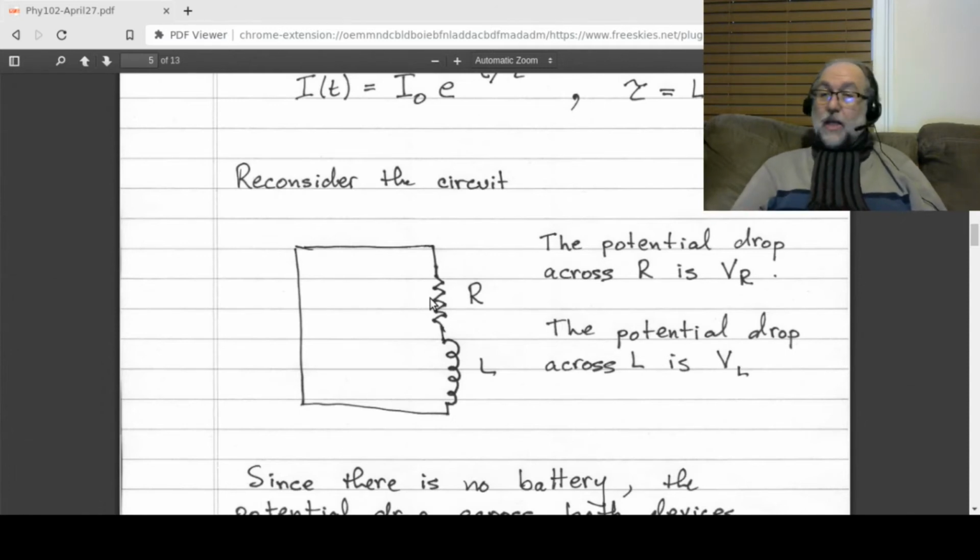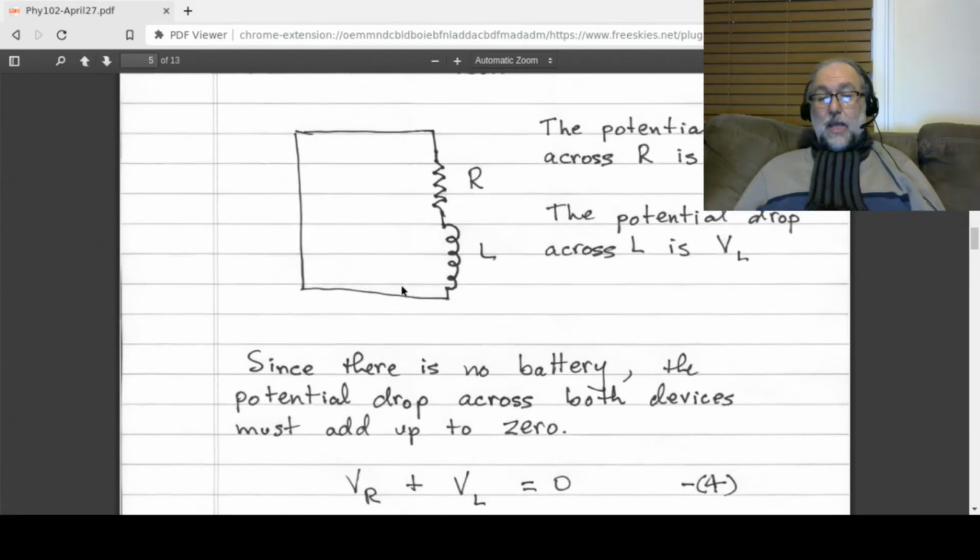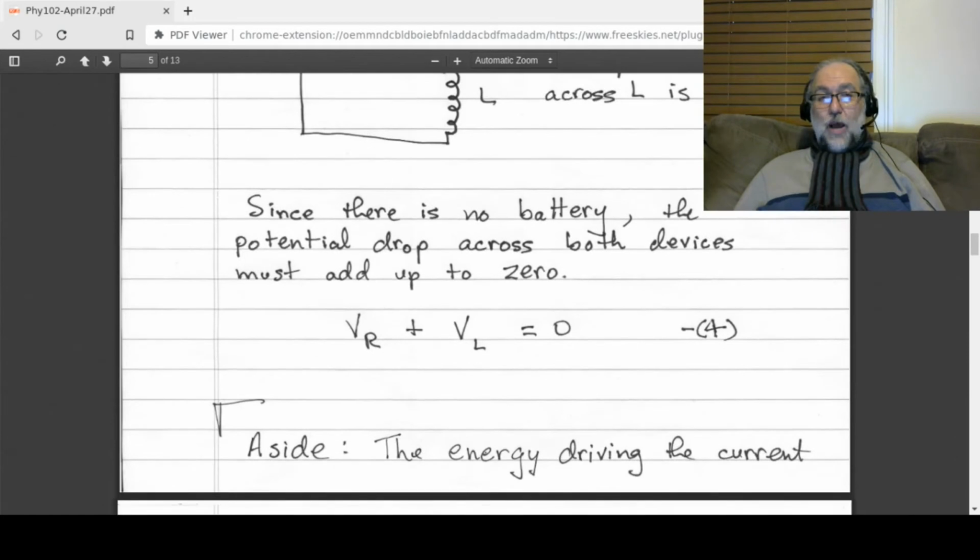Okay, so proceeding as we did above, there's a potential drop across the resistor, and we'll call that VR, and there's going to be a potential drop across the inductor, and we'll call that VL. And again, there's no battery, and so those two potential drops, when you add them up together, have to equal 0. We'll call that equation 4.